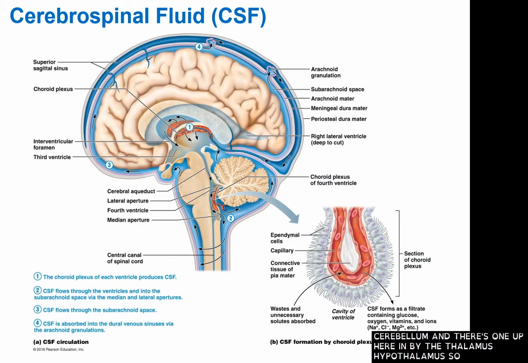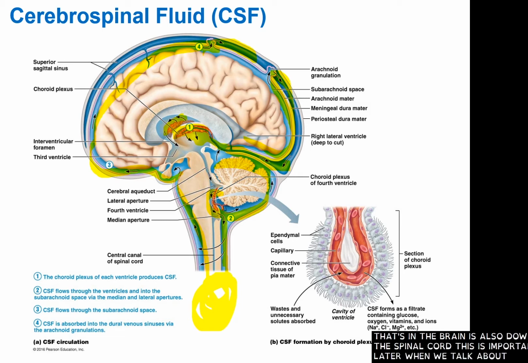So I just want to switch to this picture here. So here it's formed by these choroid plexuses, and then it just follows a pathway around the brain. So here, just traveling around, it flowing outwards through these arachnoid granulations, traveling around, and all the way down the spinal cord. So this same cerebral spinal fluid that's in the brain is also down the spinal cord. This is important later when we talk about when they test your cerebral spinal fluid. They don't take it from your brain, they can take it from the lower end of your spinal cord.